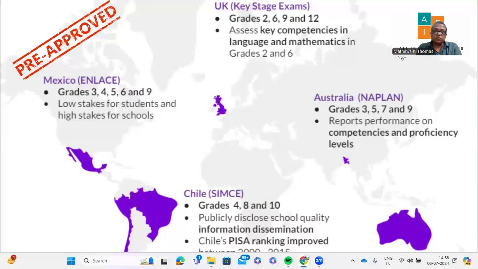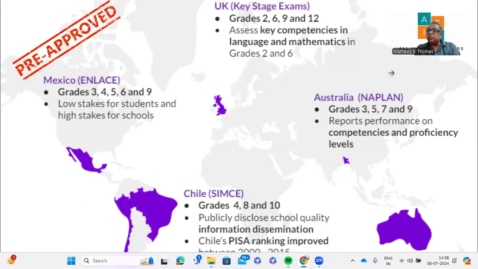Now, if you see what happens in different countries, here we have the data of different countries. In Mexico, they have an exam called NLACE, and this happens in grades 3, 4, 5, 6, and 9. In Chile also, they have an exam, SIMCE, which is conducted in grades 4, 8, and 10. Once this exam happened in Chile, their PISA ranking started increasing, whereas ours was down. So this is what is happening. Whereas in Australia, it is grades 3, 5, 7, and 9.